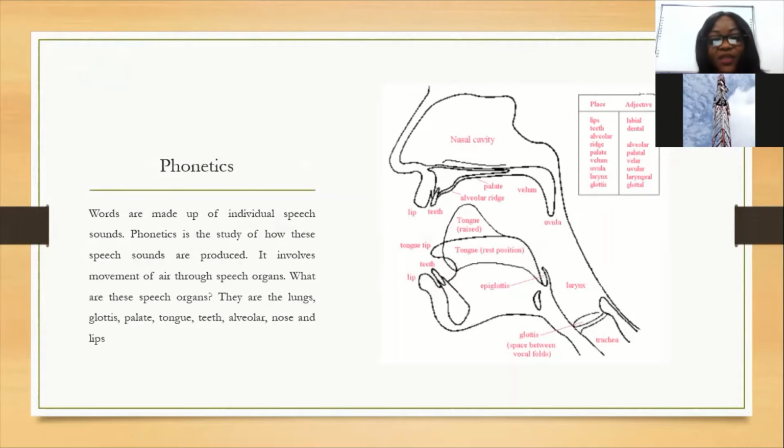Now, let's start with phonetics. Words are made up of individual speech sounds, and phonetics is simply the study of how these speech sounds are produced.